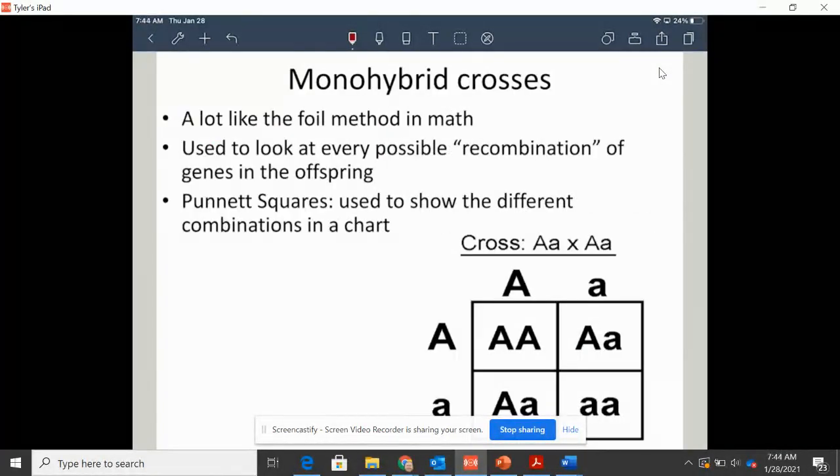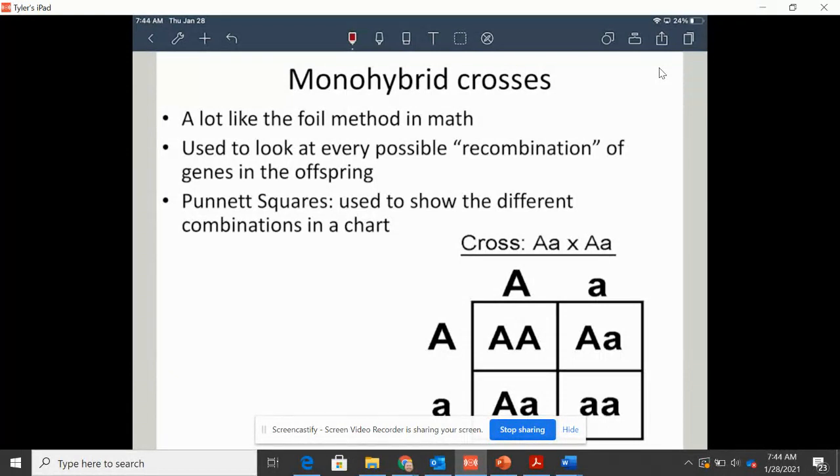It's a lot like the foiling method. You're basically looking at what are the possibilities you could get based on what the parents have. And we use a Punnett square to show that. So if you look here, one of our parents is heterozygous, big A, little a, and so is the other one. They're also big A, little a.